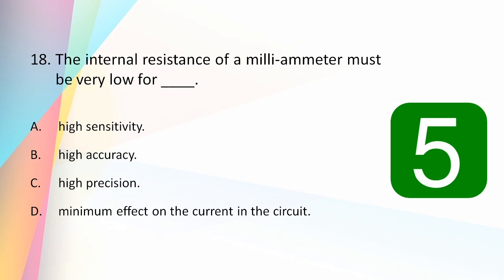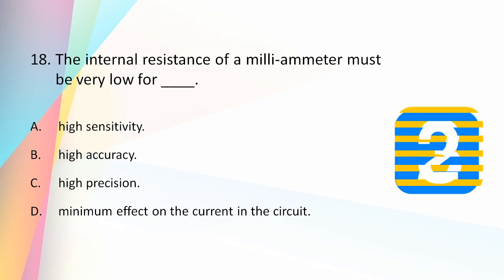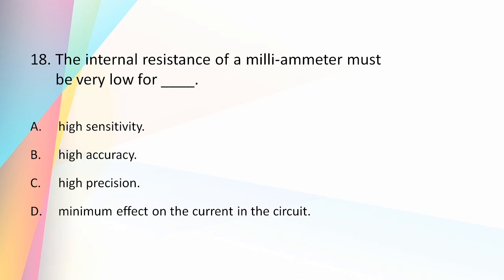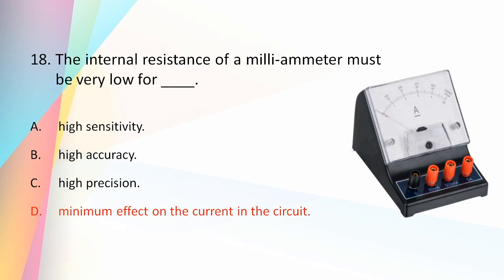The internal resistance of a milliammeter must be very low for: high sensitivity, high accuracy, high precision, minimum effect on the current in the circuit. And the answer is minimum effect on the current in the circuit. A high value of internal resistance will vary the current considerably in a milliammeter, as the current is in the milli range. So the internal resistance of a milliammeter must be very low to have minimum effect on the current in the circuit.